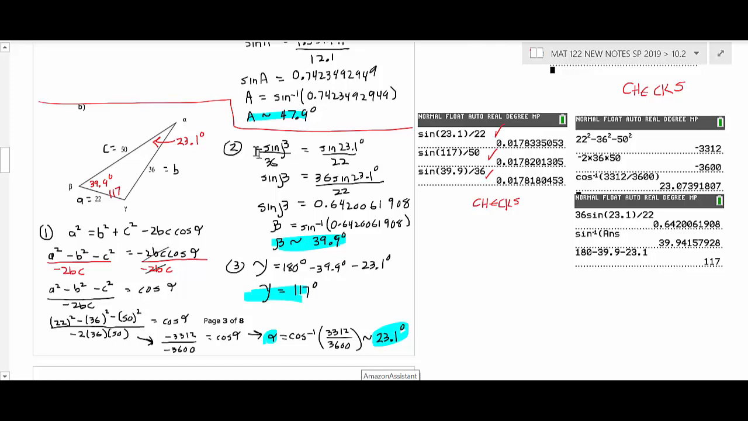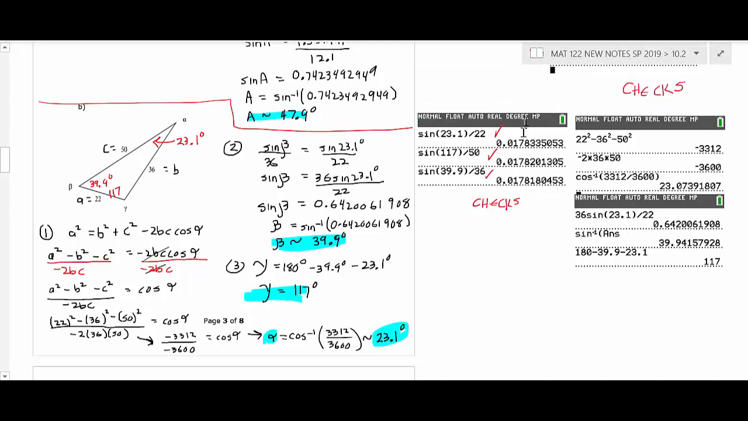Then I decided to go ahead and find beta. I could have found gamma instead of beta in step 2. So I just did this: sine beta over its opposite side is sine 23.1 over its opposite side. Then I went through the process of law of sines and got 39.9, and then I closed it off by finding gamma. Now I did check. You can look at my check and verification step on both of these problems if you want to.